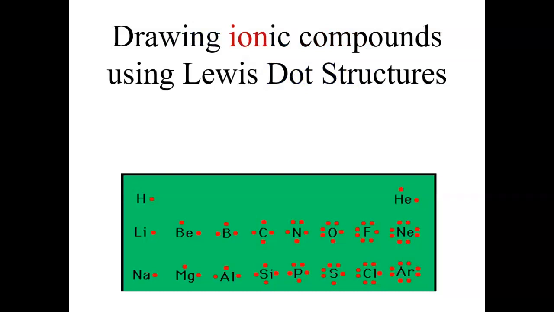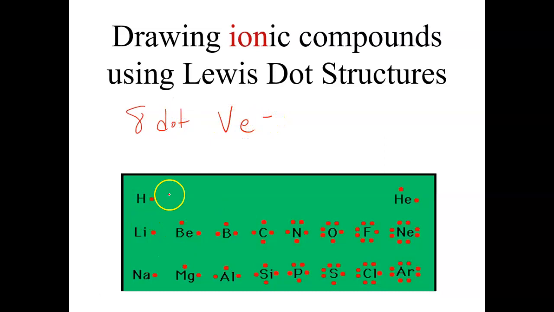Drawing ionic compounds using Lewis dot structures. Okay, so Lewis dot structures basically means this. I don't know if we've talked about it, but I'm going to put the video out there. But Lewis dot structures can only have 8 dots, and they are the valence electrons only.